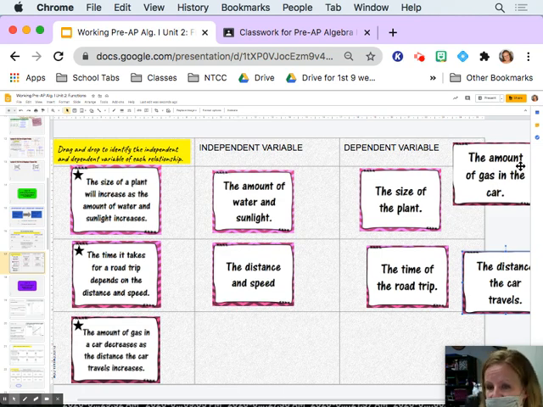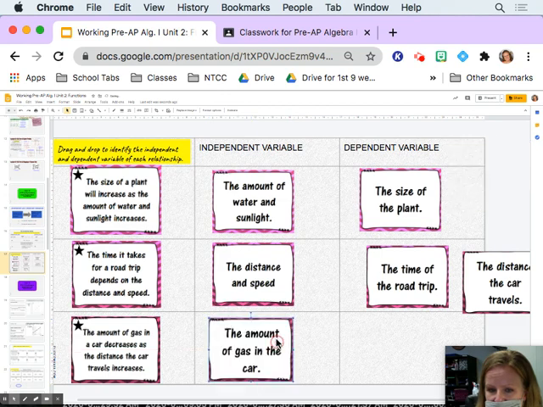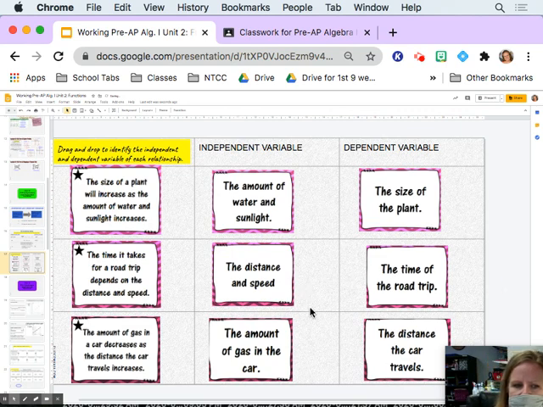So the amount of gas in the car is what you can affect, or what you can change. And whatever amount of gas in the car will determine how far your car will travel. Okay, so that is all there is to independent and dependent. It can be confusing though.